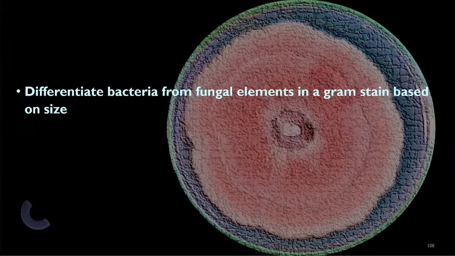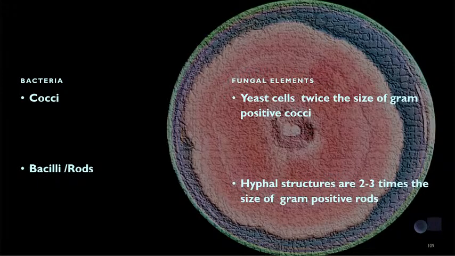Okay? Now, let's differentiate bacteria from fungal elements in a gram stain procedure. Differentiate bacteria from fungal elements in a gram stain based on their size. Basically, we stain the cocci, and yeasts are twice the size of a gram positive cocci. If it's bacilli, it may be confused with hyphal structures, which are two times the size of a gram positive rod. So bacteria and cocci are more often than not confused with these two things. But don't fret. A yeast cell will be twice the size, okay? And again, hyphal structures are twice the size of bacilli, right? So please don't forget this particular slide.